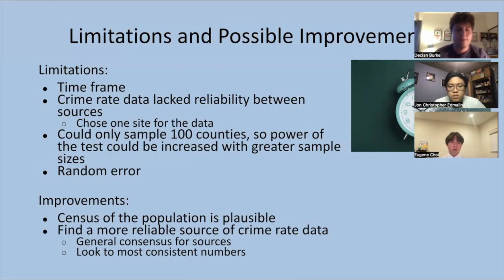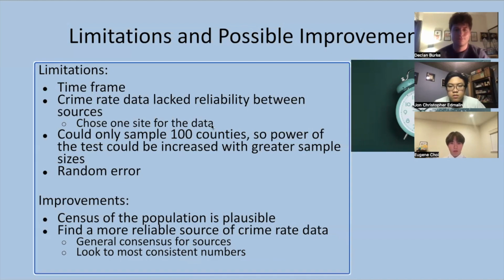There's also a possibility of random error within the data that could also prove to be a limitation within the study. One possible improvement is that since we do have information on every single county within the United States, a census of the population is much more plausible. And finding a reliable source of crime data would also be a great improvement, as we can get a more accurate depiction of what the relationship between these two variables is. So looking for general consensuses for sources and looking to the most consistent numbers.